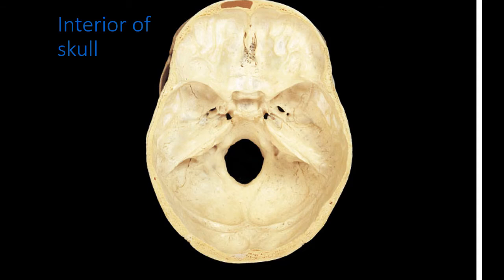We then have the sphenoid bone, right in here. And this portion of the sphenoid bone is the lesser wing. And then down here we have the greater wing.